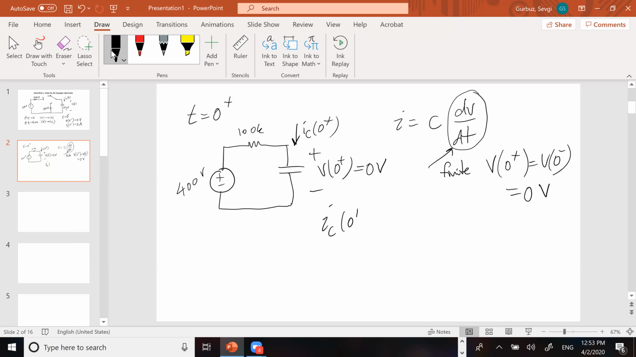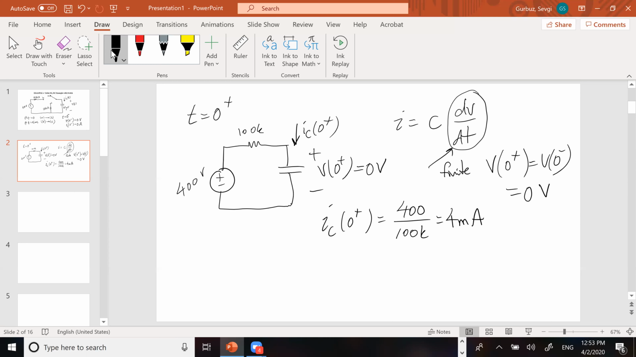So IC at 0 plus is simply going to be 400 volts divided by 100 k, which should give us 4 milliamps. These are our initial conditions for the capacitor current and the capacitor voltage.